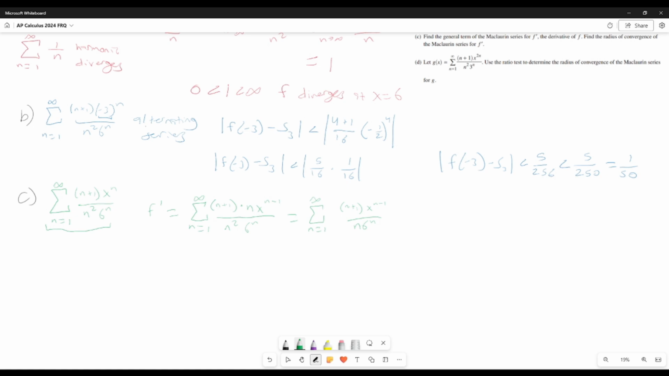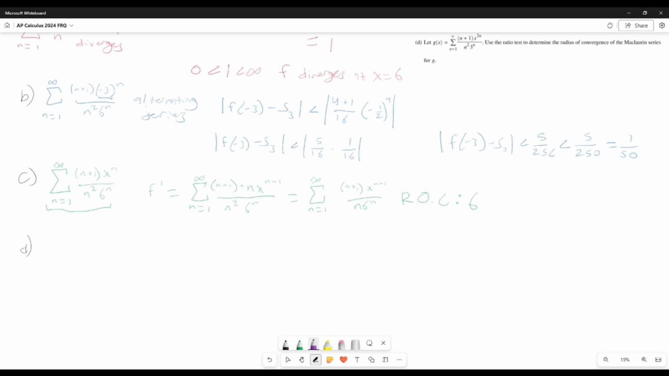Now you could do a test to determine the radius of convergence for this, or you could recall that the radius of convergence of the derivative of a series is going to be the same as the radius of convergence of the original series. So the radius of convergence is 6. And that's all.